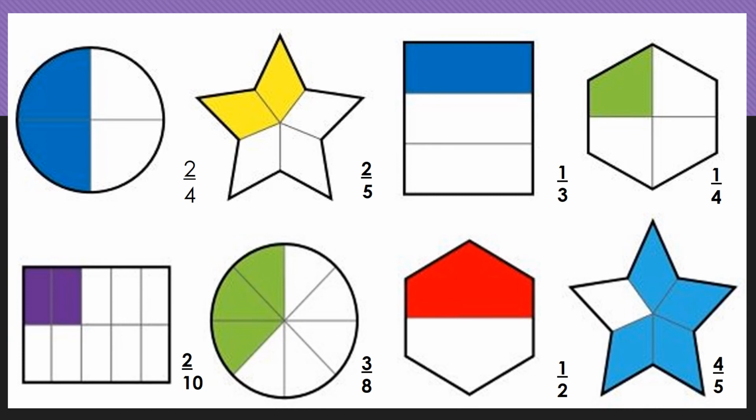Now similarly, you can also shade the given pictures if you have been given a fraction. For example, if you have been given a fraction of 2 by 4 and a picture of a circle that has been cut into 4 equal parts, how will you shade it? You will simply shade 2 pieces of the circle, because out of the 4 parts they have asked you to shade just 2 portions.